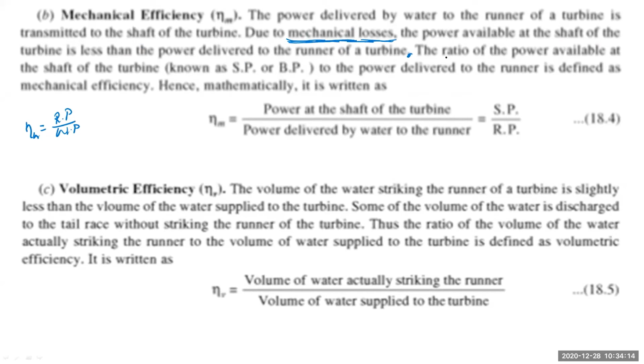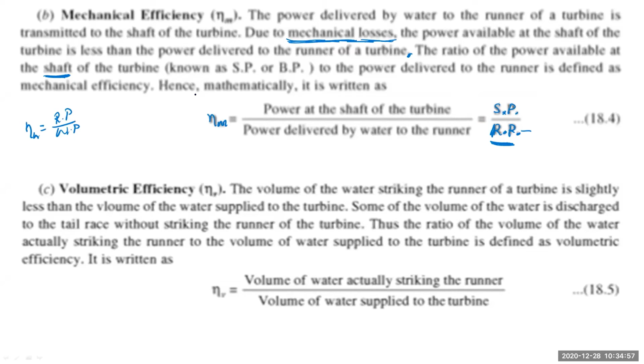So the ratio between the shaft power to the runner power is your mechanical efficiency. Runner power is nothing but the power that water is delivering to your runner, and that runner is connected to your generator through the shaft. So there are some mechanical losses. Due to those losses, the shaft power will be a little bit lesser than your runner power. So the ratio between shaft power and runner power is called your mechanical efficiency.